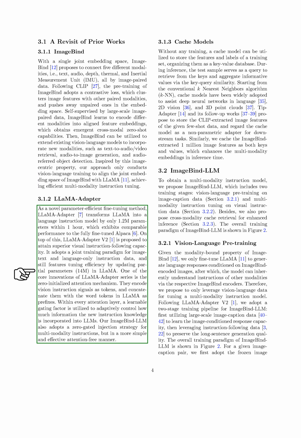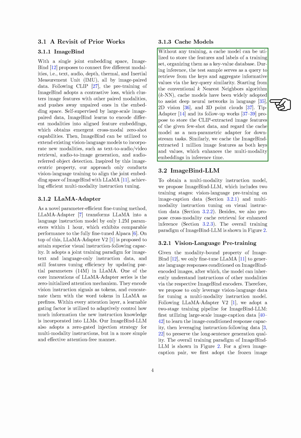LLaMA adapter is a fine-tuning method that transforms LLaMA into a language instruction model by only using 1.2 million parameters within 1 hour. It exhibits comparable performance to the fully fine-tuned Alpaca. LLaMA adapter v2 is proposed to attain superior visual instruction following capacity. It adopts a joint training paradigm for image, text, and language-only instruction data, and still features tuning efficiency by updating partial parameters in LLaMA. One of its core innovations is the zero-initialized attention mechanism.